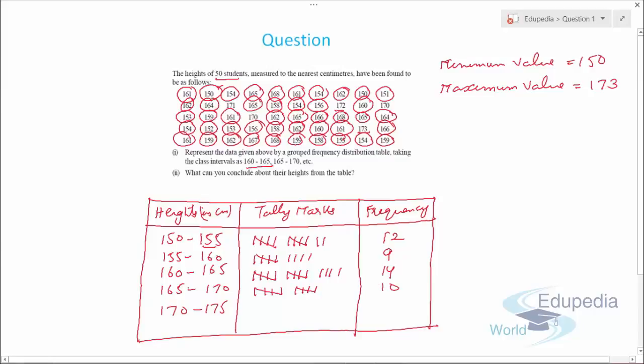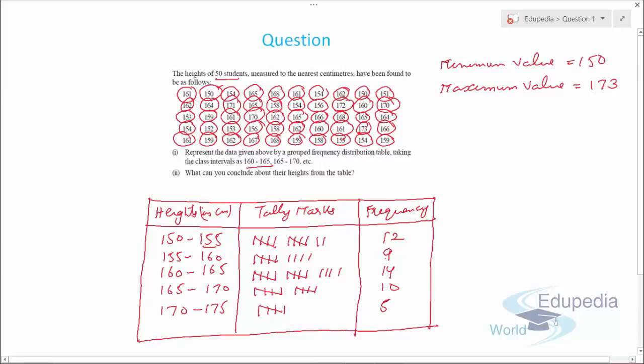Now 170 to 175, we need to count. This is 1 and this is 2. So we have 2, then 3, 4, and this is 5. So we have 5 values. So 1, 2, 3, 4, 5. So we need to write 5 over here.